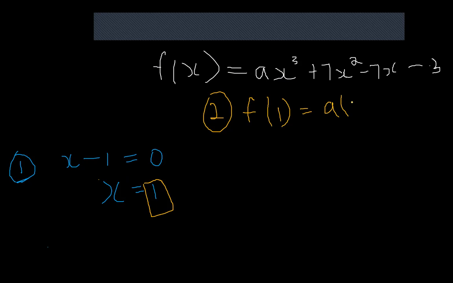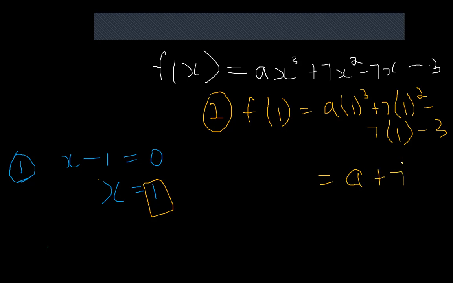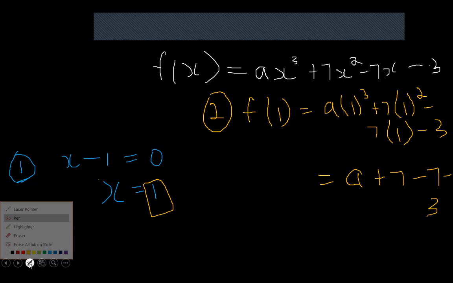a times 1 cubed plus 7 times 1 squared minus 7 times 1 minus 3. But of course, we don't just leave it like that. Why? Because we can simplify even further. 1 cubed is 1, so 1 times a is a. 1 squared is 1, 1 times 7 is 7. 1 times 7 is 7, so that's minus 7. And then we have the minus 3. Plus 7 minus 7, that's going to give me 0, right?